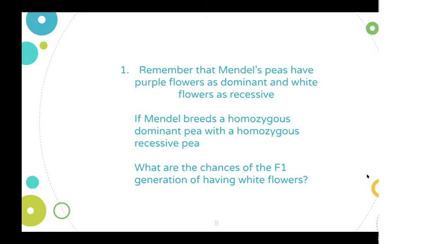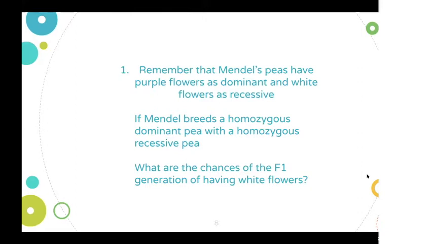All right, so I'm going to end the polling right here since half of the people already did it. So most people picked 25%, which is actually false. It's 0%. So remember, dominant alleles, when paired up with the recessive allele, will always cover it up. And the only phenotype that's going to show up is the dominant trait.